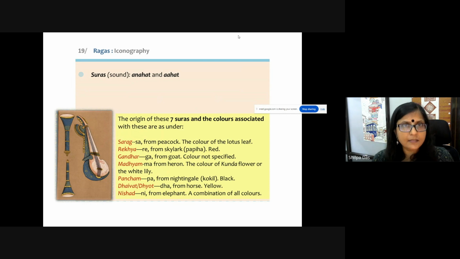But anahat sound, and I would like all of you to do this for just 20 seconds. Please close your eyes and then with your index fingers, just close your ears and listen.